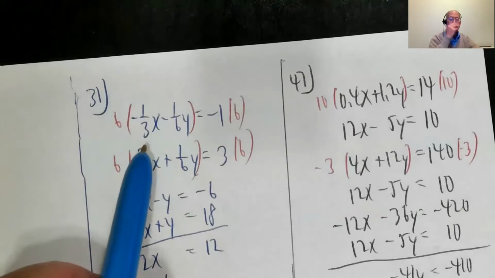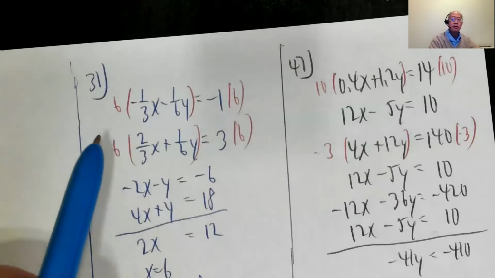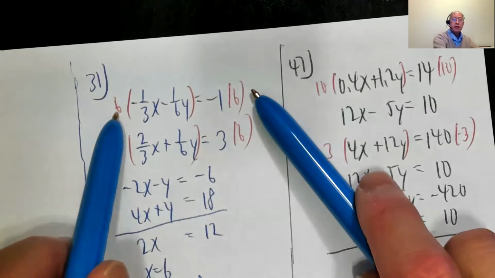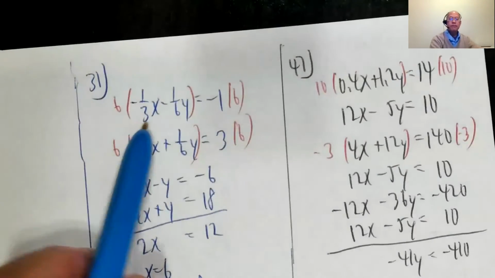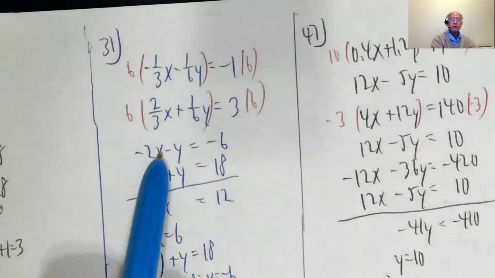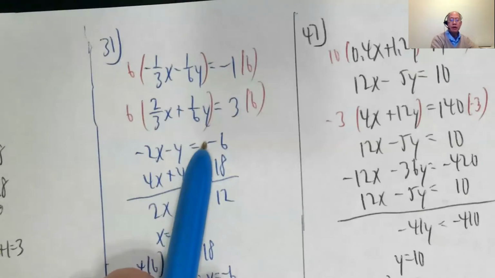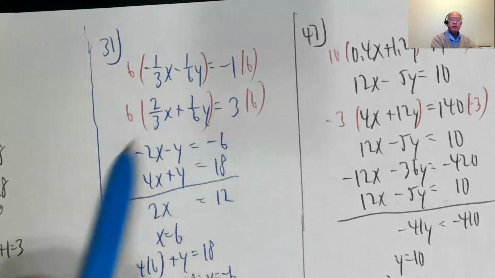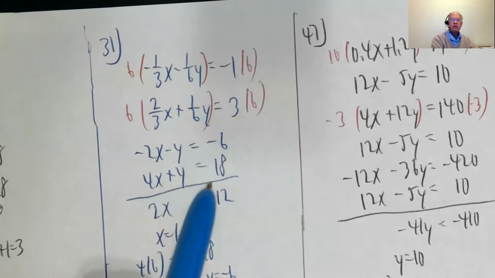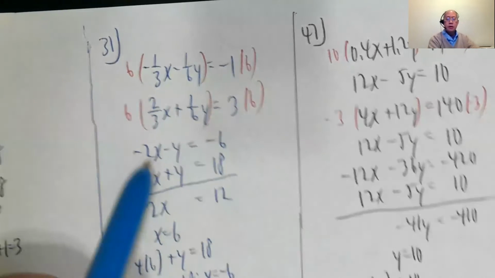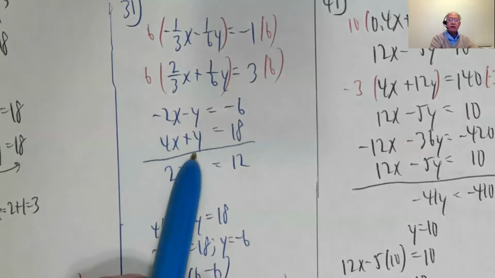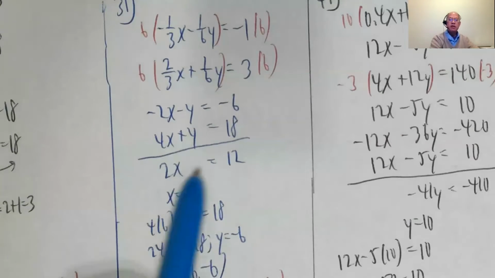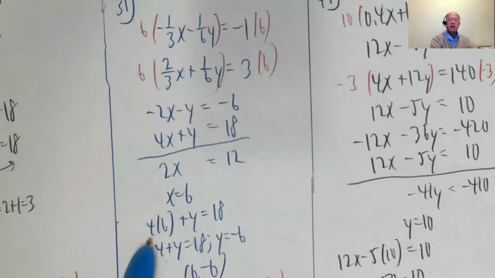31, I don't like these fractions, so I clear the fractions before I start. So multiply both sides by 6 for both equations just to get integers. So this becomes negative 2x minus y equals negative 6. I like that better. Multiply this equation by 6, 4x plus y equals 18. Much, much better. And then I do elimination. If I add the equations up, the y's drop out. 2x equals 12, x equals 6.